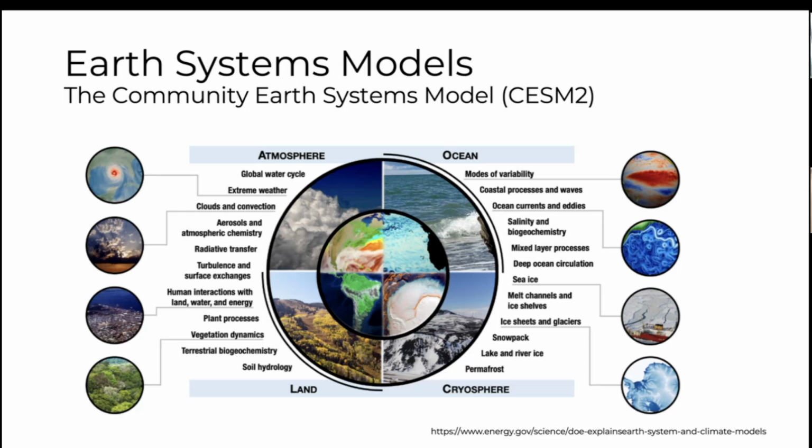Within the cryosphere in particular, I'm just pointing to the bottom right here, melt channels and ice shelves use data from various campaigns, especially for parameterizations. Ice sheets and glaciers are used for initialization. The snowpack, definitely. Snowpack is something where we use a lot of data that comes from field campaigns. And so you have an Earth systems model. The coupling between each of these elements requires a lot of software expertise, but the science of it, the physics of it, requires a lot of data as well.